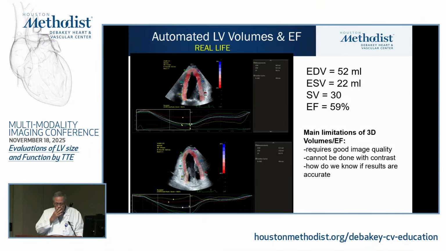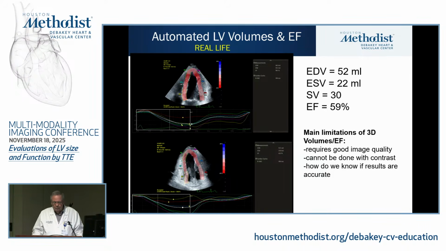Well, this is the 3D assessment. EF 59, which is normal, but it's not the same as 66. And then look at the numbers, end-diastolic and systolic, stroke volume 30. This guy is almost dead. And we see that quite often, okay? So again, that's why, unfortunately, when we do 3D volumes, we still have to bring back the eye and sometimes do our own measurements because of these issues.